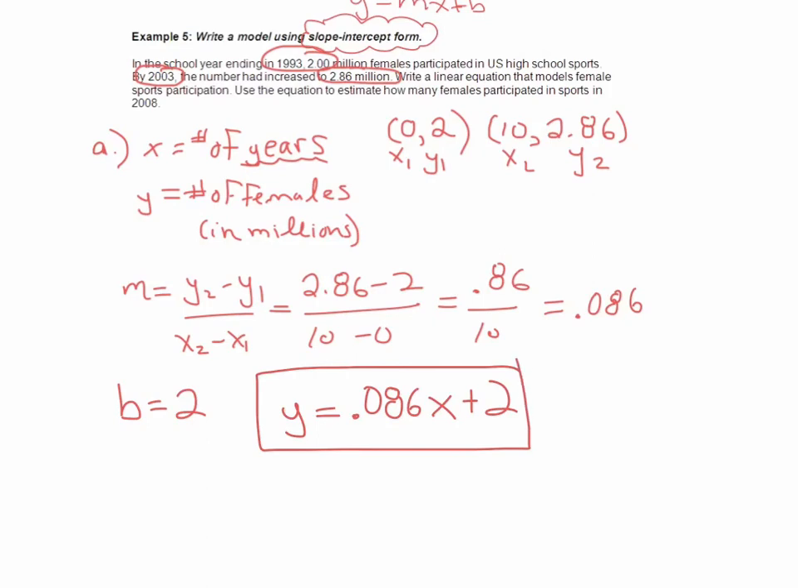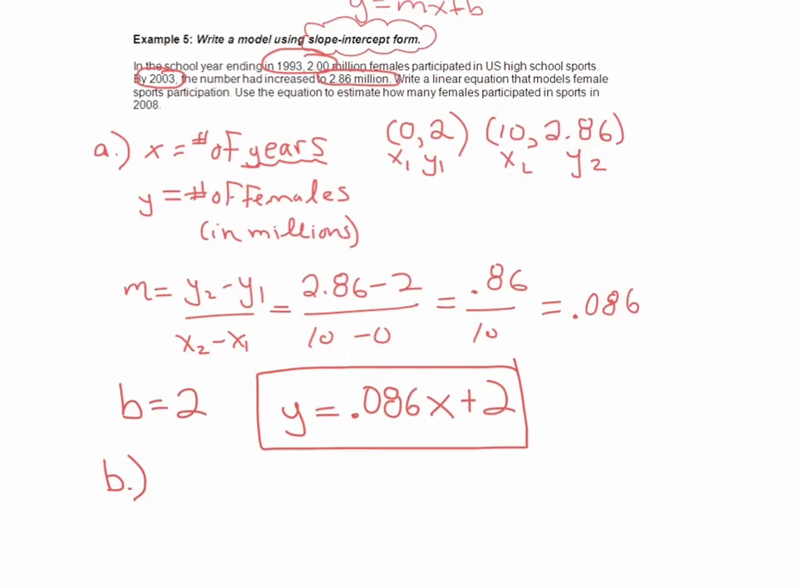Okay, now in part B, it says use this equation to estimate the number of females participating in sports in 2008. So they're giving me an x value because they're giving me time. 2008 is a time. But I tweaked my x values a little bit. Would you do y equals 0.086 times 5? Not times 5. Times 15, because you have to go back to the y-intercept.